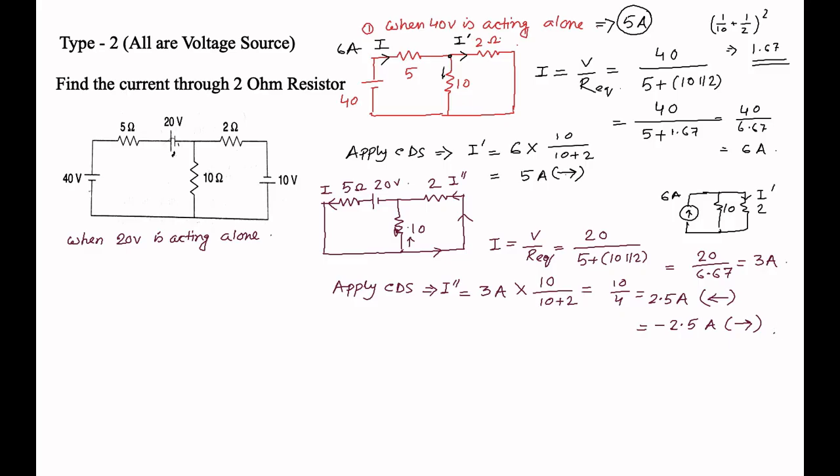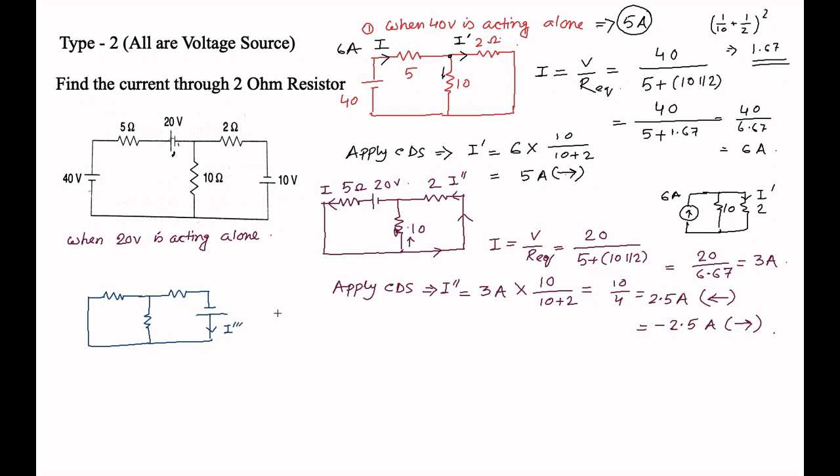Now the third part. The third part is when 10 volt is acting alone. It's a simple part because here the 5 ohm is here, 20 volt is short, 40 volt is short, here it is the 10 ohm, here your 2 ohm, and this is your 10 volt battery. You must keep the direction of the positive and negative plate. So this is your negative, this is the positive plate. So this is the I, and this is your I triple dash.